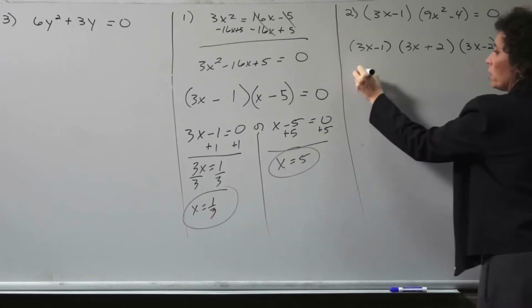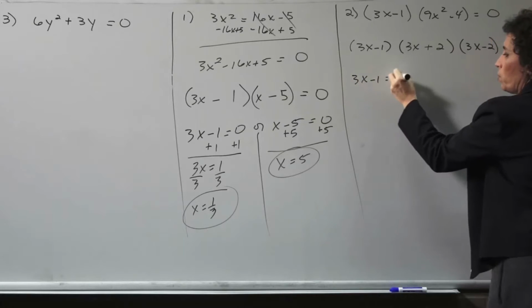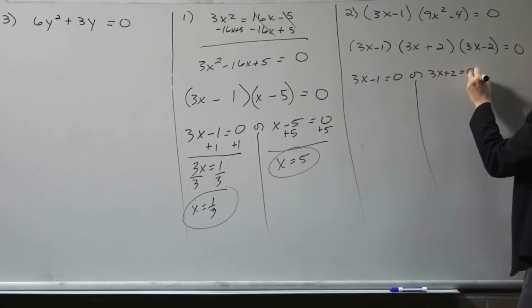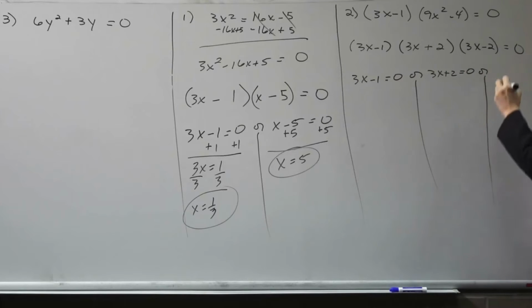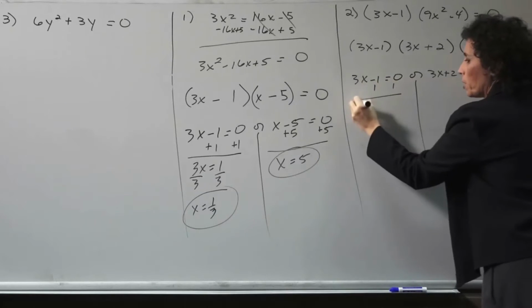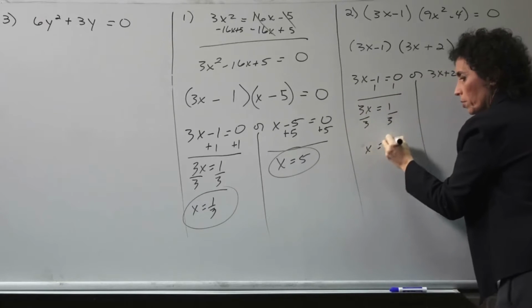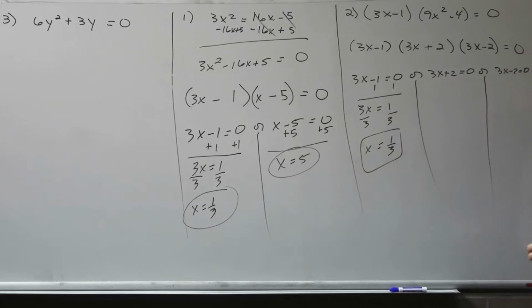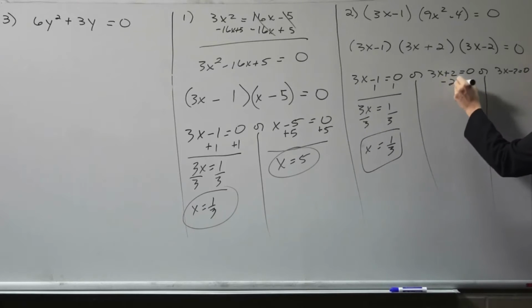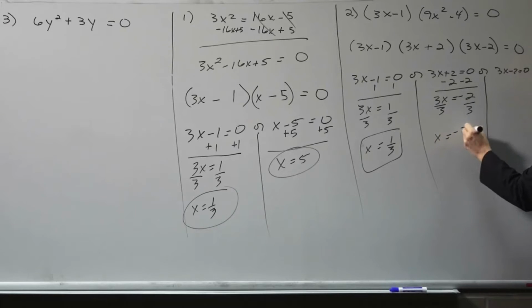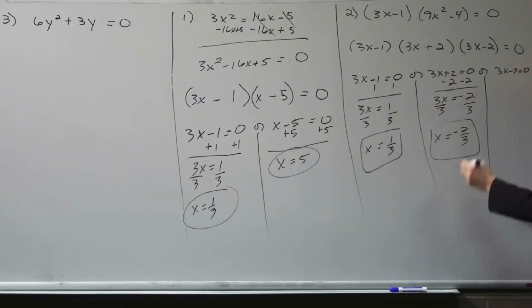Now we're going to solve this. Set them all equal to 0. Add 1: 3x equals 1. Divide by 3: 1/3. So that's one of my answers. Number 2: subtract 2. 3x equals negative 2. Divide by 3. x equals negative 2/3. That's another one.